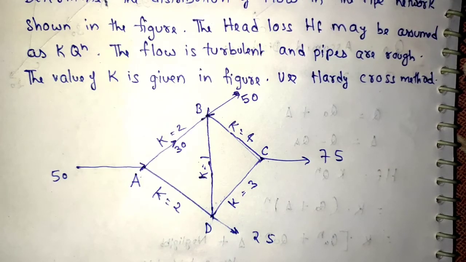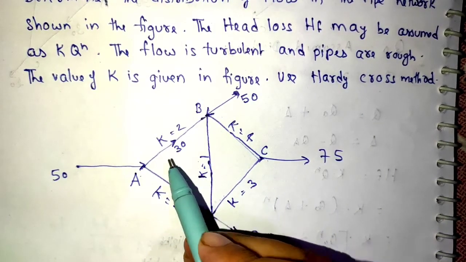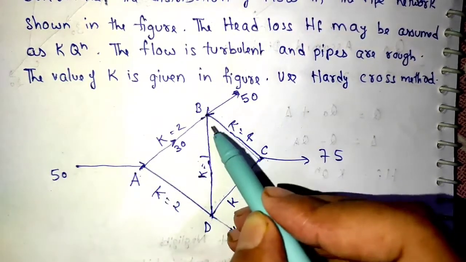So what we do is we find the value of delta, then we adjust it, and then again try to solve it, and we do it up to a limit when the HF becomes very low or tending to 0. That is, the hydrological friction will tend to 0. So what we are doing is we have assumed here as the flow in the line AB is 30.